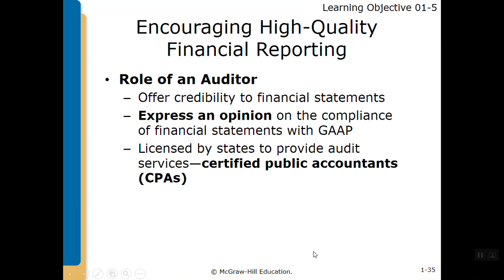All right, the role of an auditor is to offer credibility to financial statements. So in this country, if you're publicly traded, you have to have a financial audit. So when you do that, an independent auditor who does not work for your company, but whose firm is hired by your company, comes in, looks at your financial statements, and expresses an opinion about those financial statements. They hopefully will say that, yes, we believe these financial statements are in compliance with GAAP. That's their role, to express an opinion on the company's financial statements.